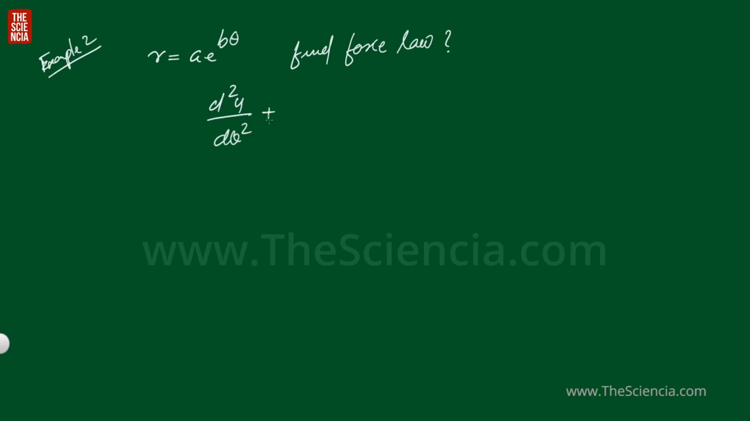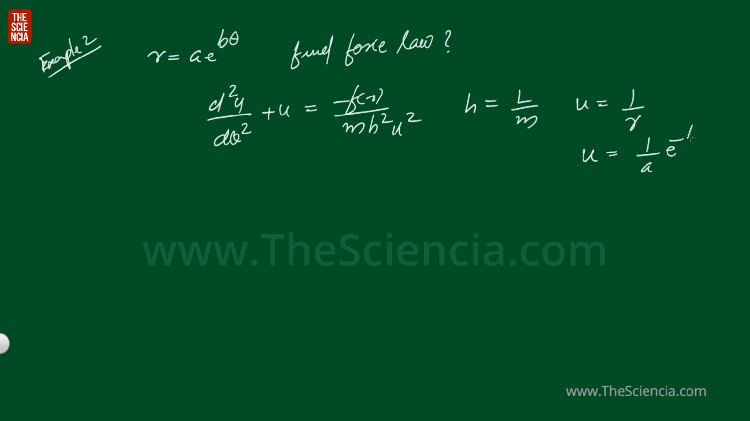Another example problem. The trajectory is given, that is r equal to a e raised to b theta. Find the force law. So what is the differential equation for orbit? That is d square u by d theta square plus u equal to minus f of r by m h square u square. Here we know h is equal to L by m, right? And u is equal to 1 by r.